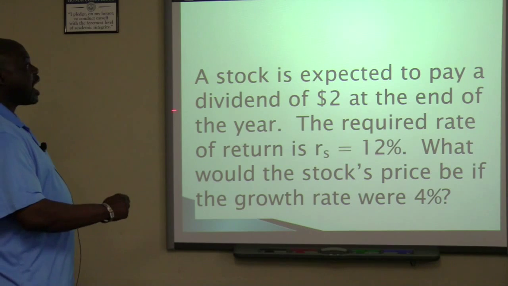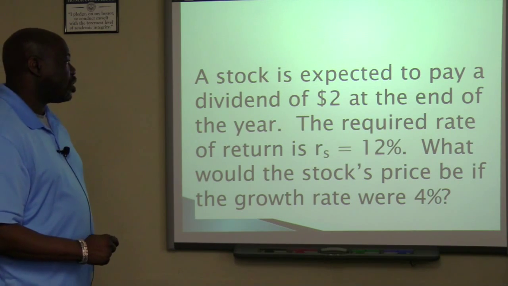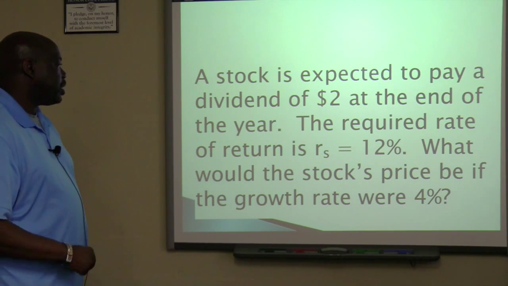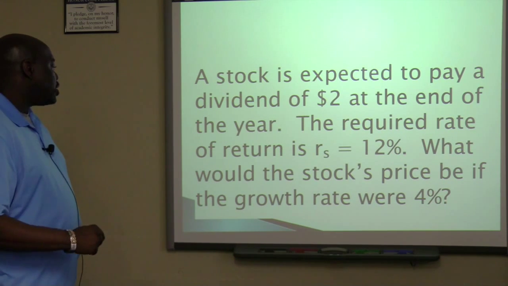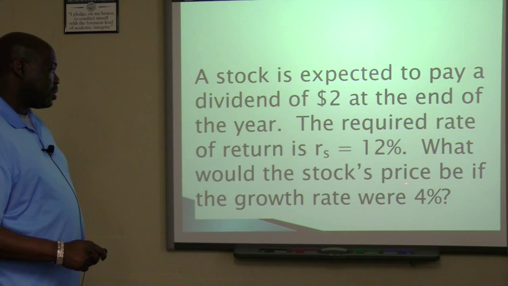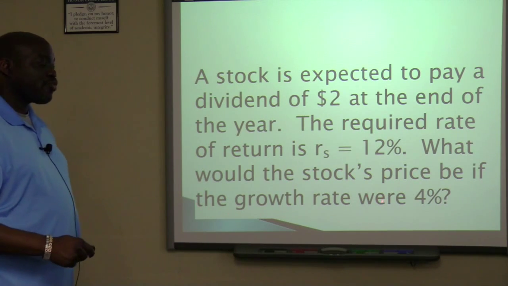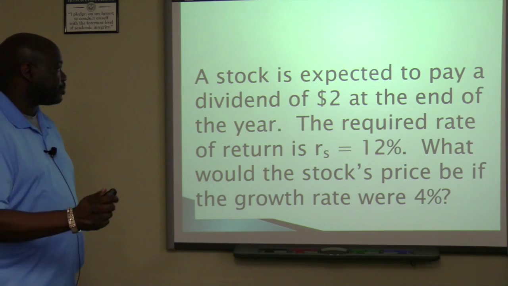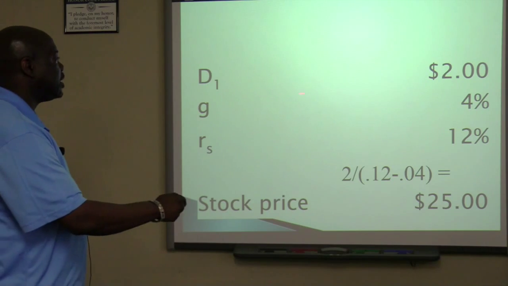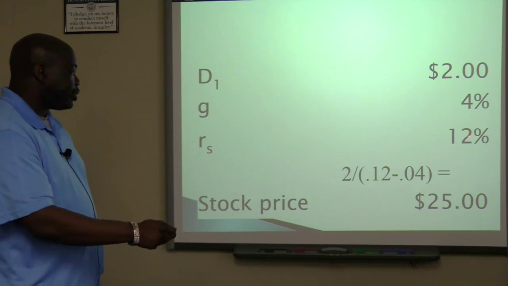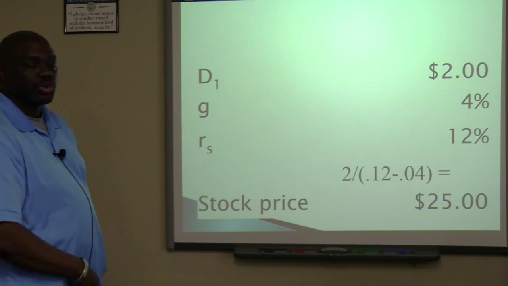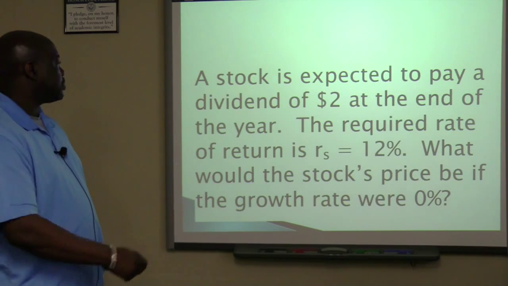A stock is expected to pay a dividend of $2 at the end of the year. The required rate of return is 12%. What should the stock price be if the growth rate is 4%? We've done this problem before. We know that D1 is 2. We know the growth rate is 4. Required rate of return is 12. Stock price is $25.